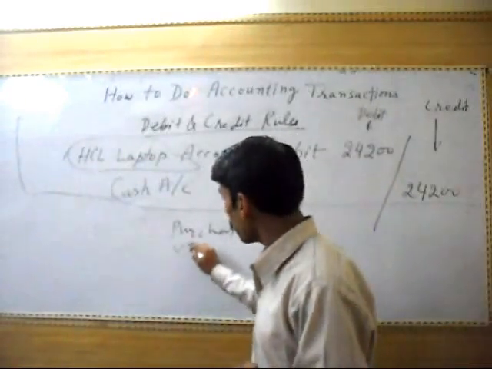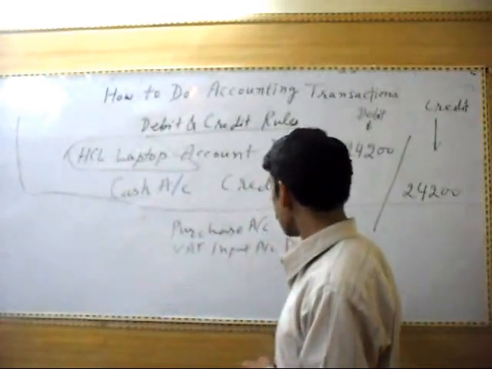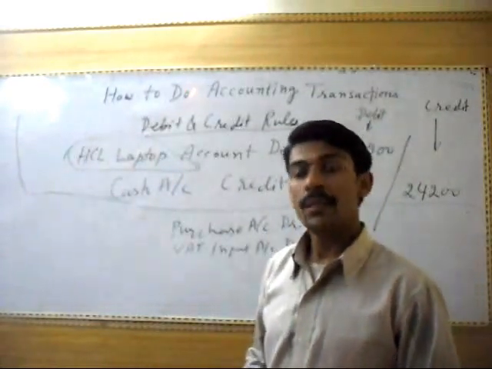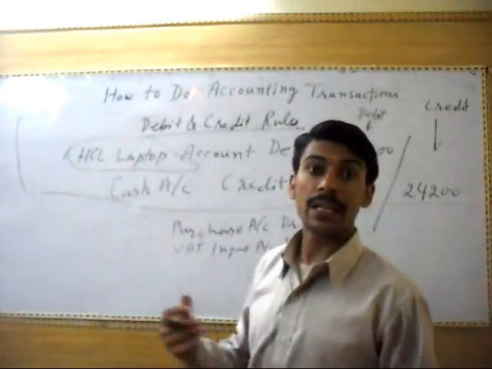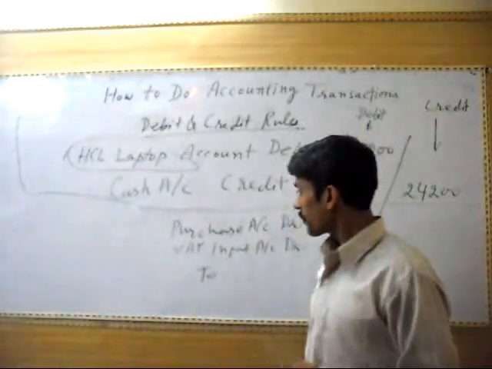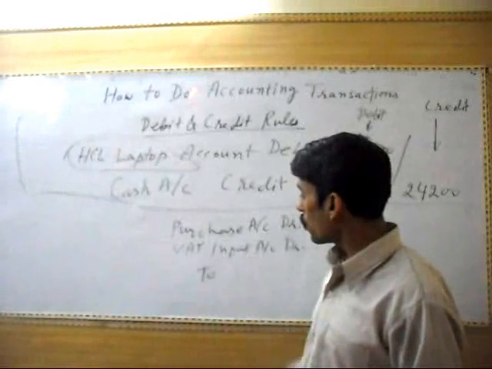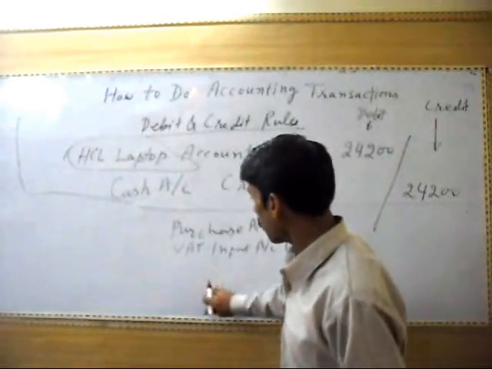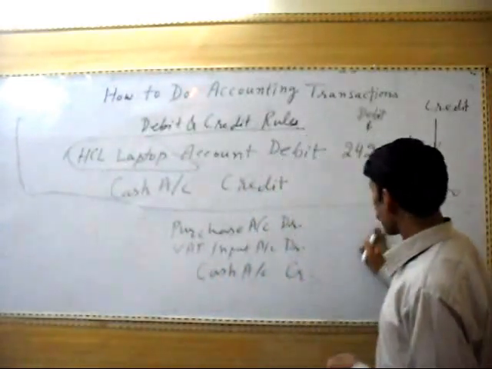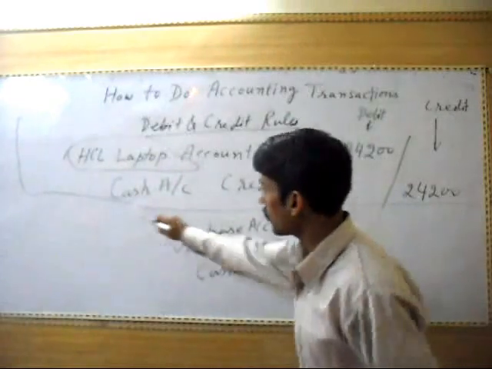And VAT input account will be debit. This is not my money, but this is the expense which I have paid to government. Purchase account debit, VAT input account debit, to cash account credit. So at that time I will not pass this. If I am doing the business of laptops, I will pass this.